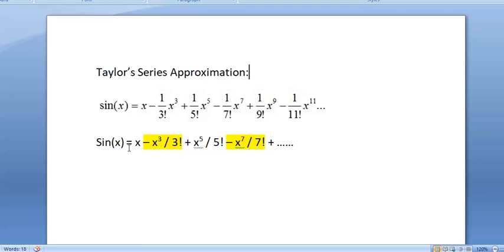You can see that it's the same formula, I have just highlighted the alternate terms. Each of these is called a term. So x minus 1 divided by 3 factorial x cube plus 1 divided by 5 factorial x raised to 5 minus 1 divided by 7 factorial x raised to 7, and so on, and it is an infinite series. So there is no end for this particular series.